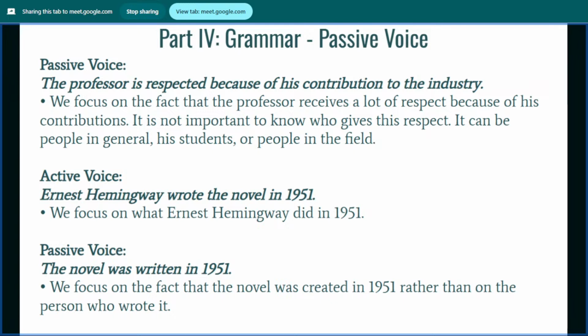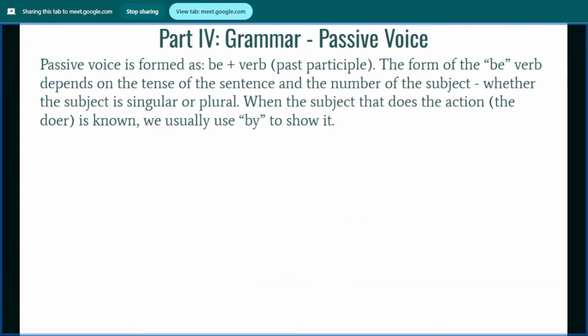Another example, Ernest Hemingway wrote the novel in 1951. If I change it and say the novel was written in 1951, we understand that it was written by a person. It cannot write itself, correct? So that's how we change from active voice to passive voice. Now, whenever we want to frame the sentences in passive voice, the rule for it is that we use the verb be and the past participle form of the verb that we have. Past participle form of the verb, I hope you remember what it means.